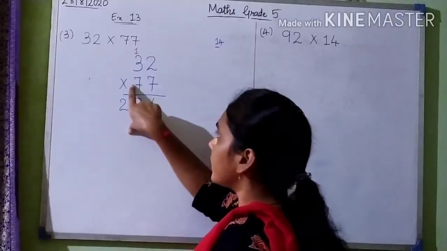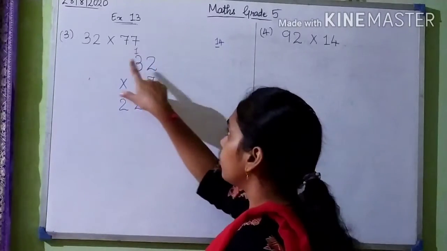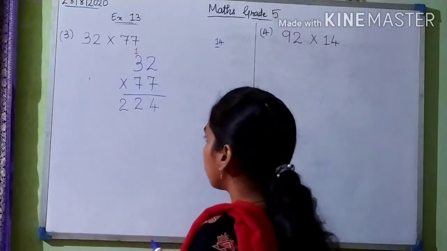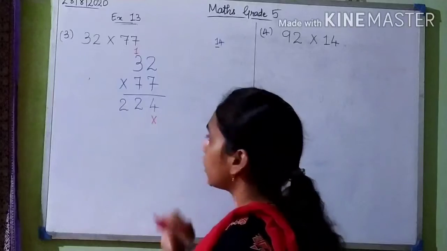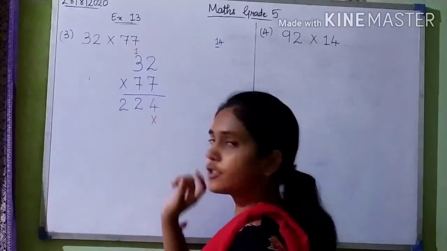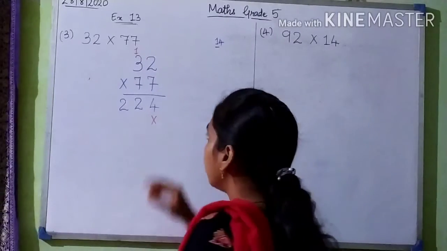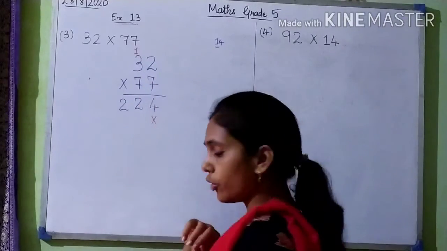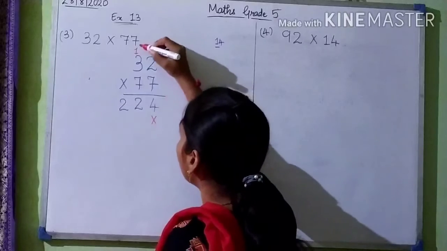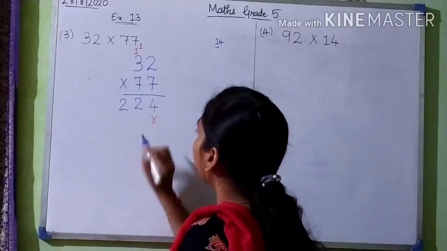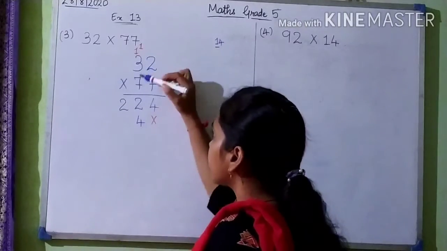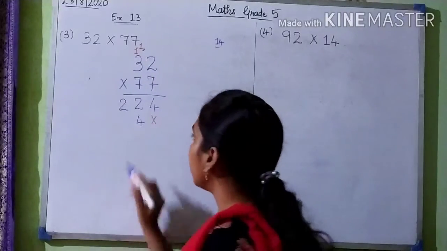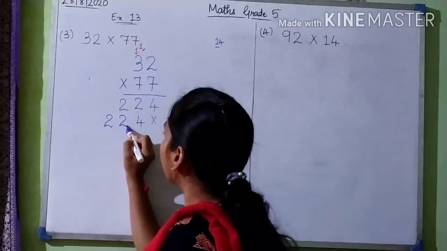Now I have to multiply this second 7 by 2 and 3. So I am going to the second step now. Before going to the second step, I have to put a cross here. In place of this cross, you can also put a 0. Now I multiply 7 by 2. 7 into 2 is 14. So again 14, I write 1 here and 4 down. Now 7 into 3 is 21, 21 plus this 1 is 22. So again I get 22.